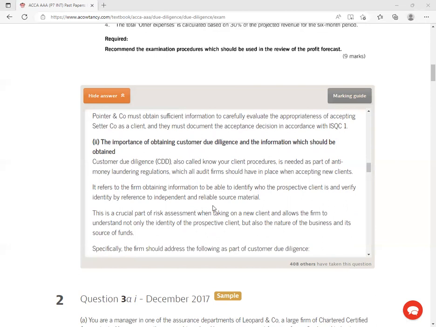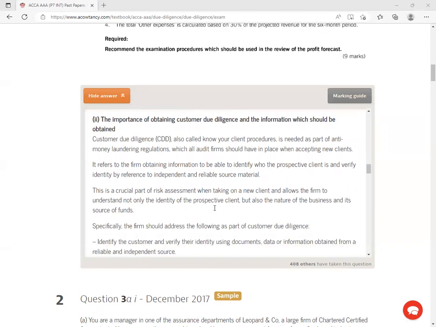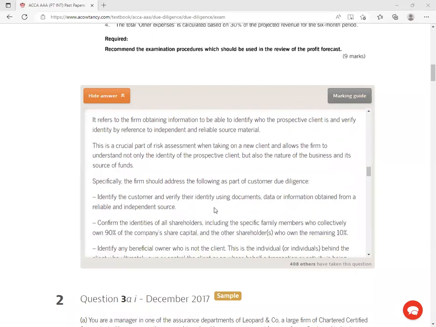This is a crucial part of risk assessment when taking on a new client, and allows the firm to understand not only the identity of the prospective client, but also the nature of business and its source of funds. Specifically, the firm should address the following as part of customer due diligence. Identify the customer and verify their identity using documents, data, or information obtained from a reliable and independent source.